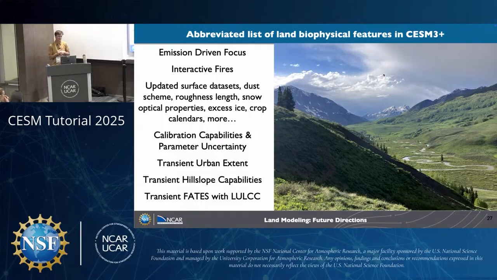We have updated surface data sets, which is the first time in 15 years that we've updated surface data sets. Then there's a new dust scheme, a new roughness scheme. There's updates to snow optical properties, which is called the SNICAR model. We're representing excess ice in permafrost systems, which is important again for the thermal properties of soil. And then updates to crop calendars, which will hopefully reduce some of our crop model biases relative to what they were in CESM2.